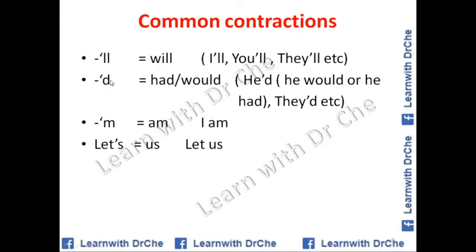'd is tricky. It can be had or it can be would. You should recognize it by reading the complete sentence. He'd, he would or he had.